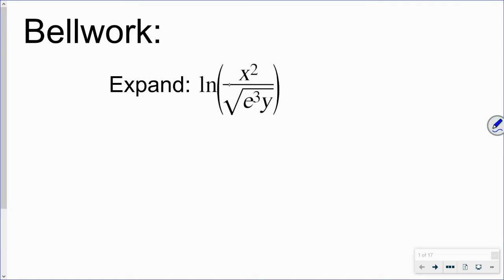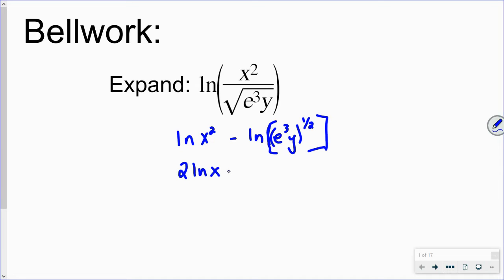So the first thing we need to do is make sure that we expand over this division, and I do that with subtraction. So we have ln x squared minus ln, and we have the square root here, and the square root is really the half power. So we have e to the third y, and that is all actually to the half power. Here we have the 2 that can come out front. So you have 2 ln x minus.